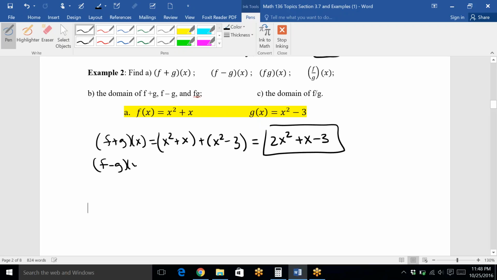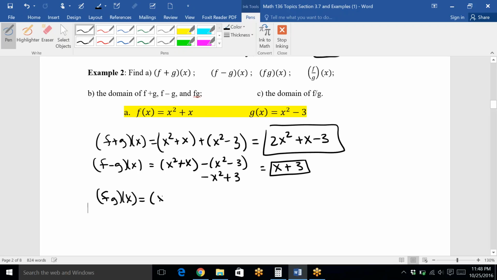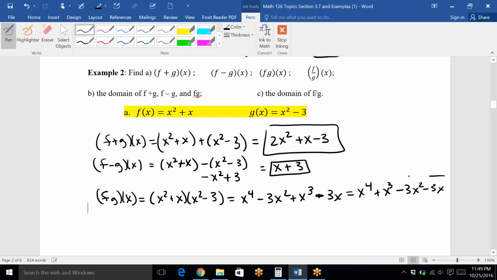F subtract g, we take the two functions and we subtract, it's plus x. So the x squareds would actually cancel because this would become a negative x squared and a plus 3. So no x squareds, but we would have an x and a plus 3. F times g of x would be x squared plus x times x squared minus 3. That would be x to the 4th minus 3x squared plus x cubed minus 3x. If we write that in descending order, that'd be x to the 4th plus x to the 3rd minus 3x squared minus 3x.